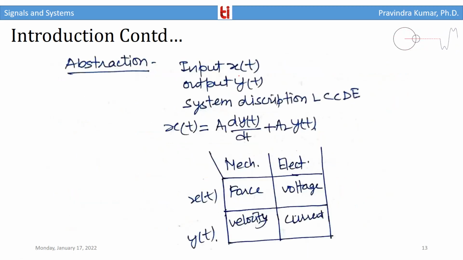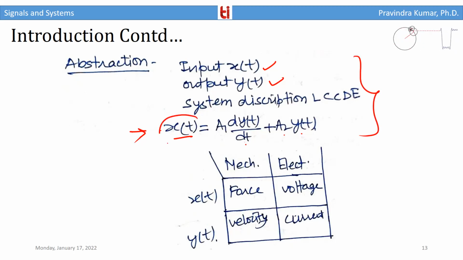So in abstraction, we have input, output, and a differential equation that relates input and output: x(t) = a1 dy(t)/dt + a2 y(t). In this abstraction, I'm not going to bother about the context, whether it is electrical or mechanical.